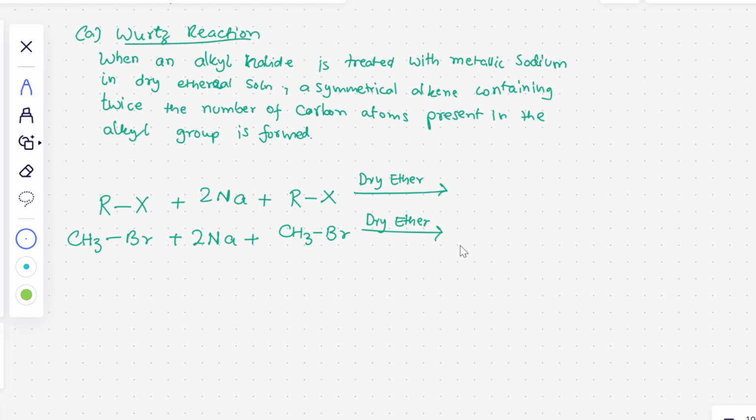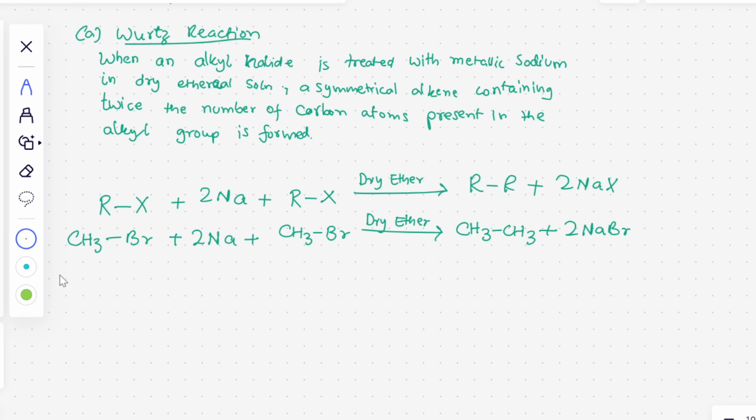Now it says that when such an arrangement is made, a symmetrical alkane containing twice the number of carbon atoms present in the alkyl group is obtained. Simply speaking, you have RX here, you have RX here. The alkane will be R-R and you get 2NaX. In this case we had bromine and the group was CH3, so all we would get is CH3CH3 plus 2NaBr.